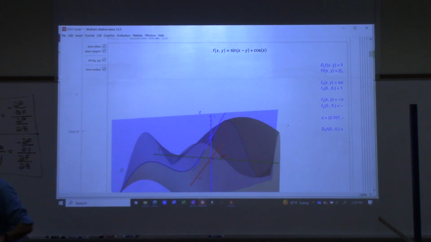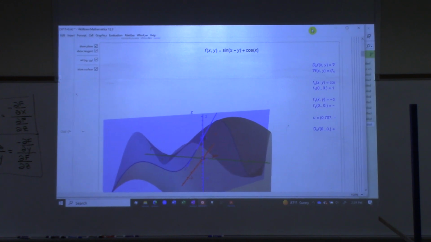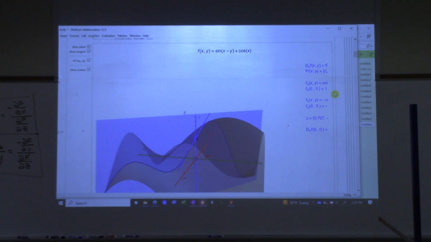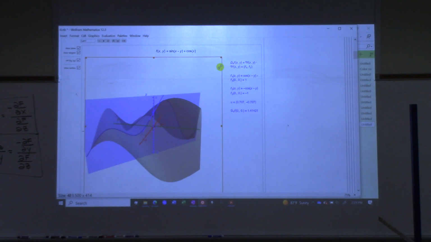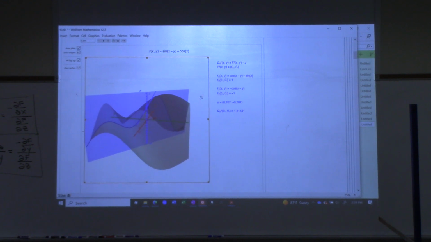I don't know why you can't see the values. I have the computer calculating the values here, but I'm not sure why you can't see it. Maybe if I make it a little smaller? Oh, no, it's still not showing it. Maybe if I make this smaller. There we go. Okay. All right.